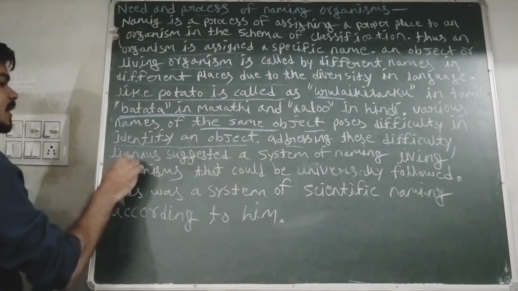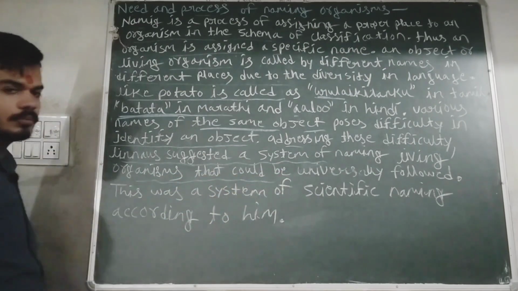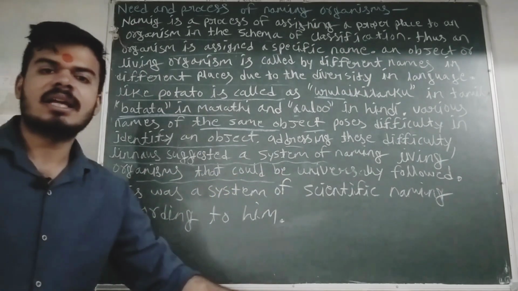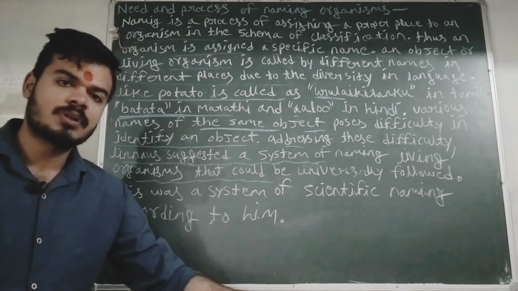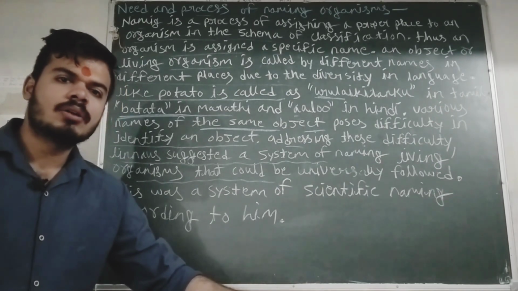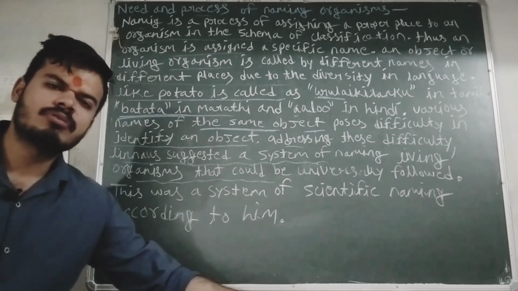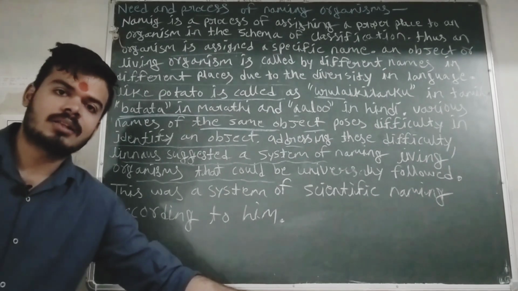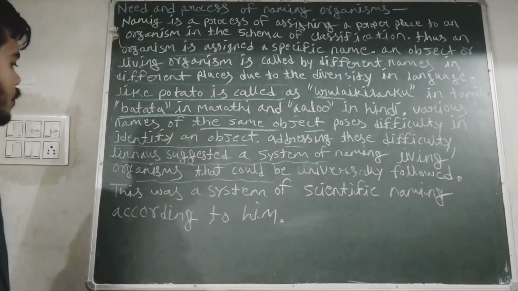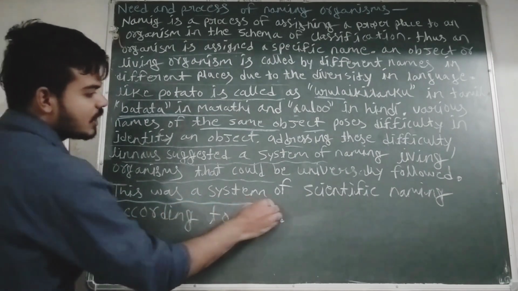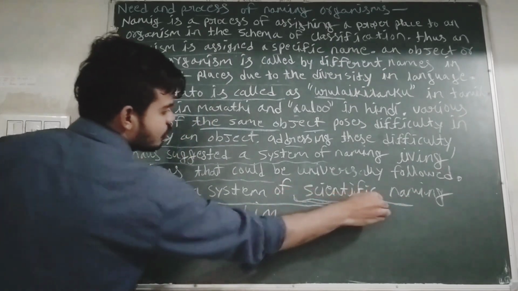Addressing this difficulty, Linnaeus suggested a system of naming living organisms that could be universally followed. Linnaeus observed that we call living organisms by different names in different languages in different places. So Linnaeus thought that we have to create a naming system that is followed in the whole earth, and the name is the same in all places. So this was a system of scientific naming. Linnaeus gave the scientific naming system.